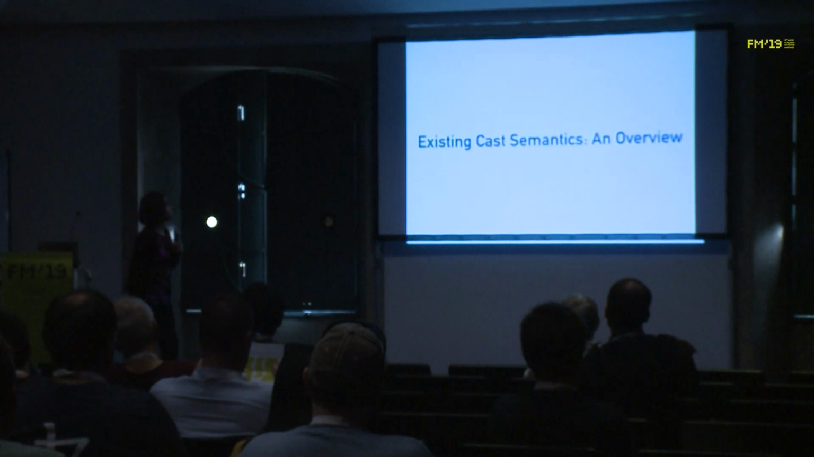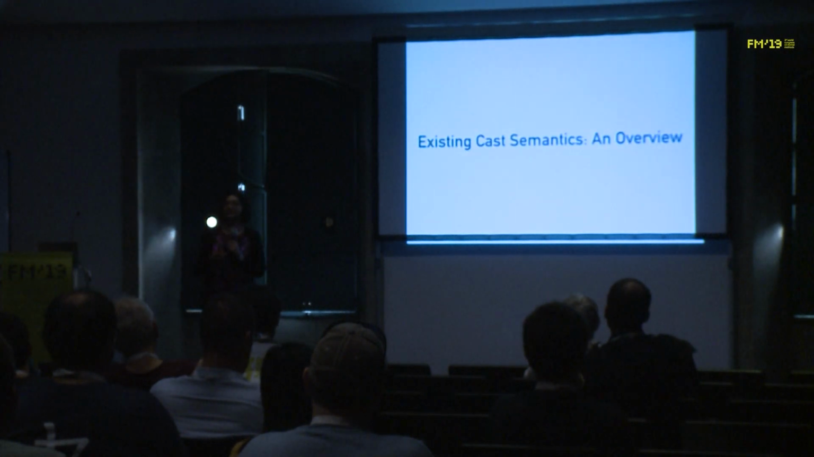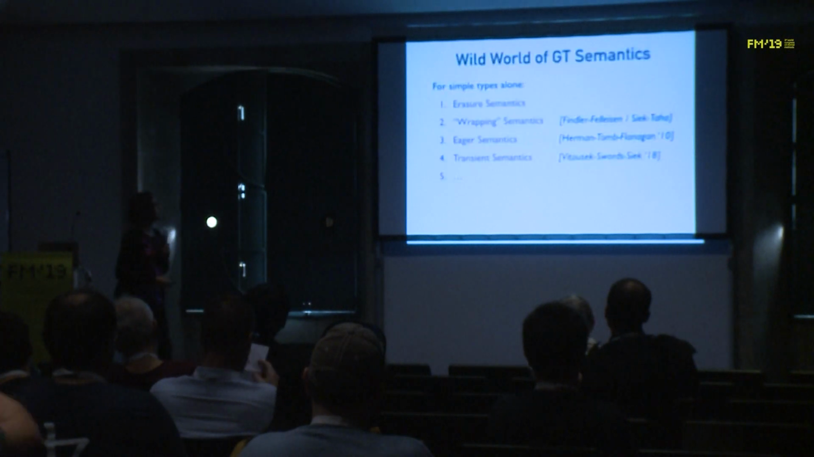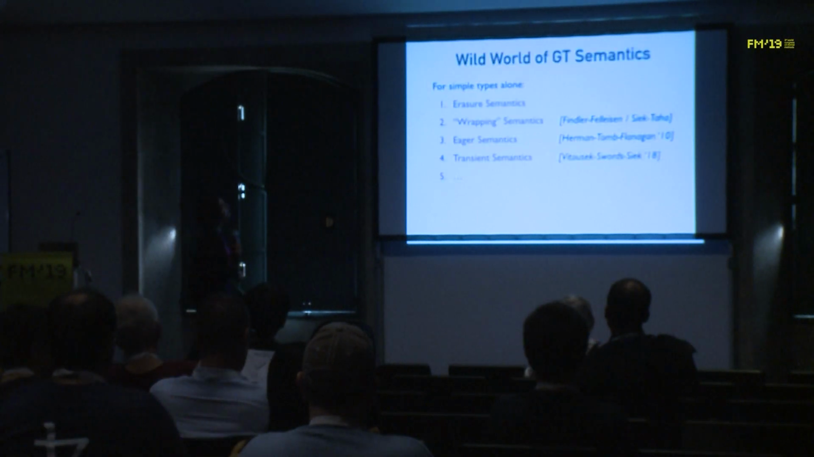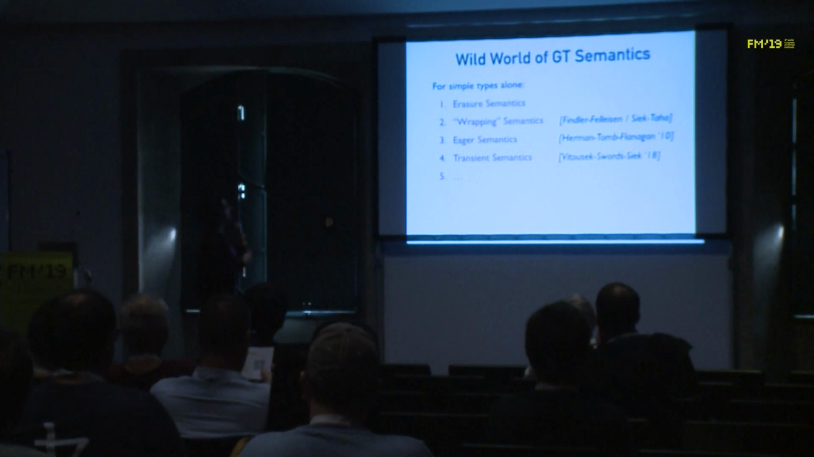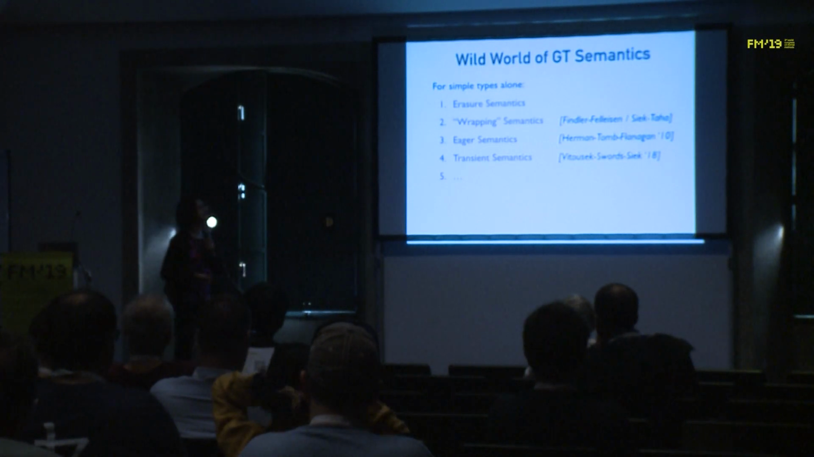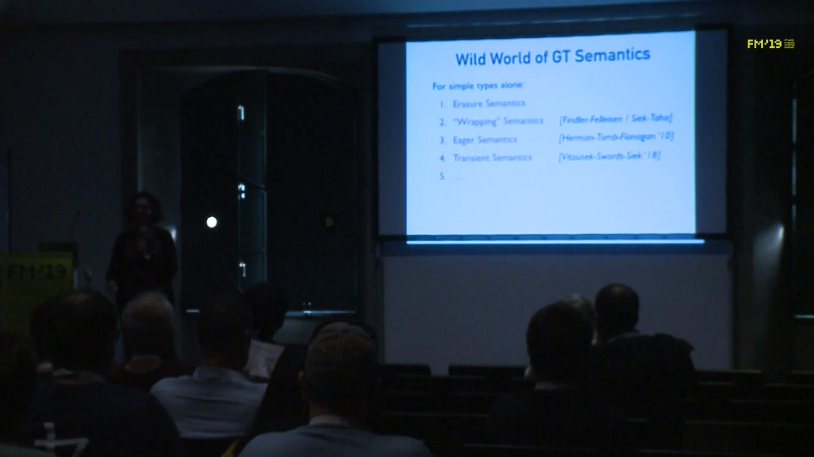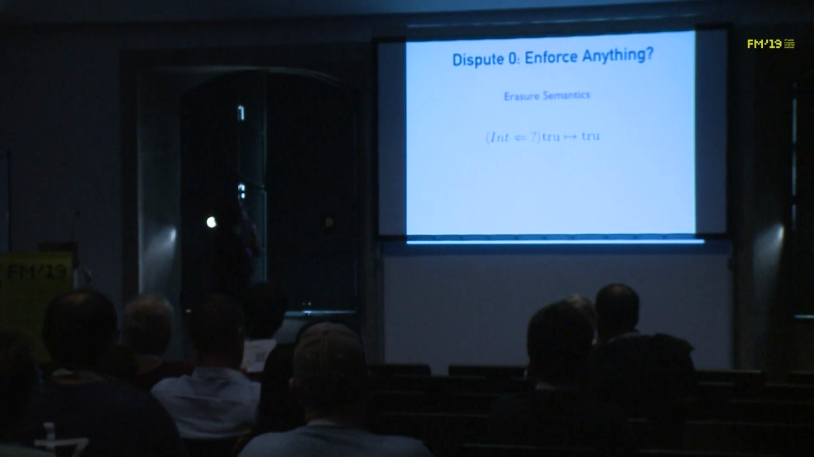Okay, let me just quickly start with existing cast semantics, a quick overview to give you a feel for it. So there are a lot of different semantics of casts out there. And just for simple types alone, you can have an erasure semantics, a wrapping semantics, an eager semantics, a transient semantics. These are just buzzwords right now. Let me just go into a couple of those and show you what that means.